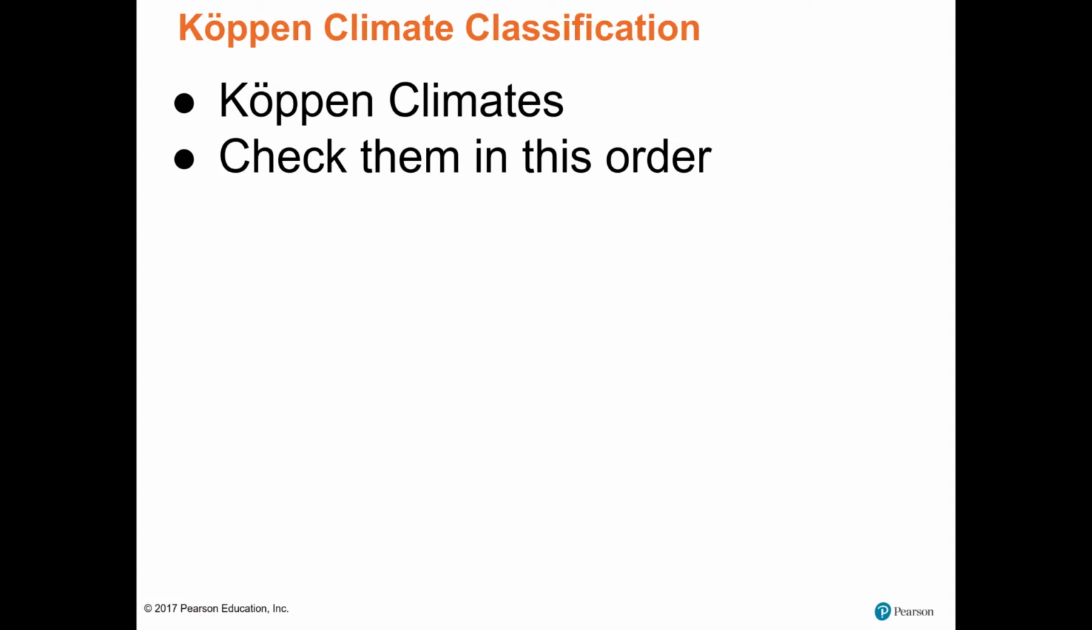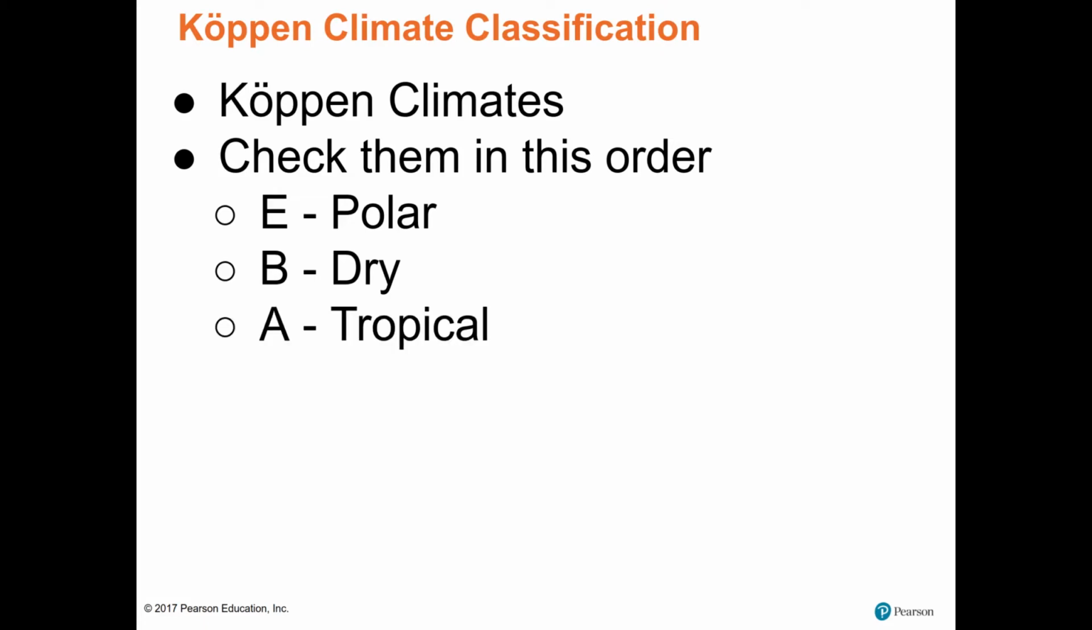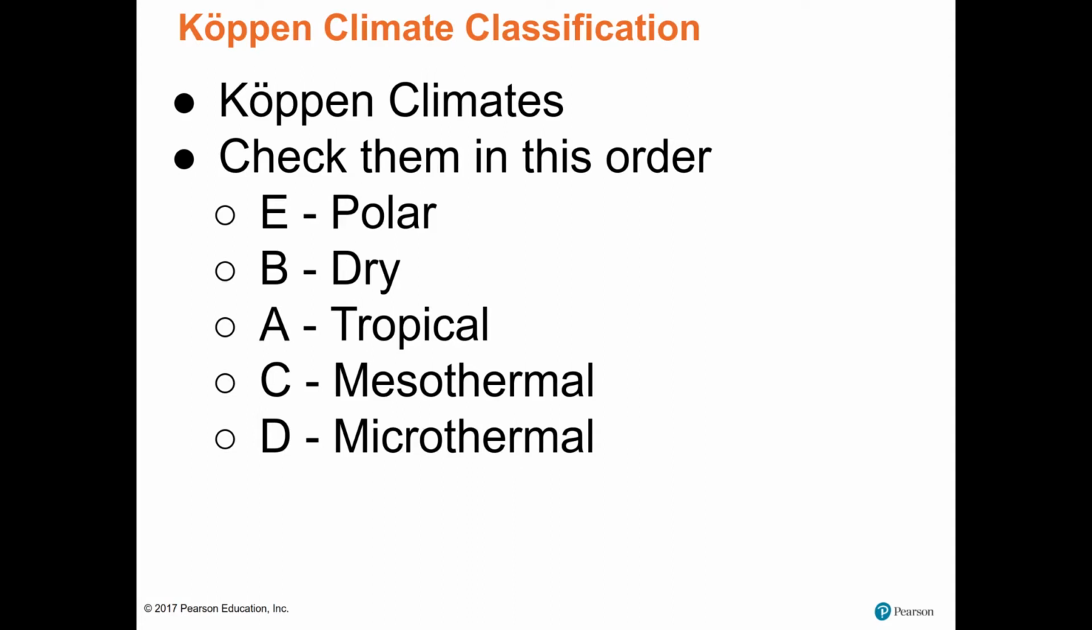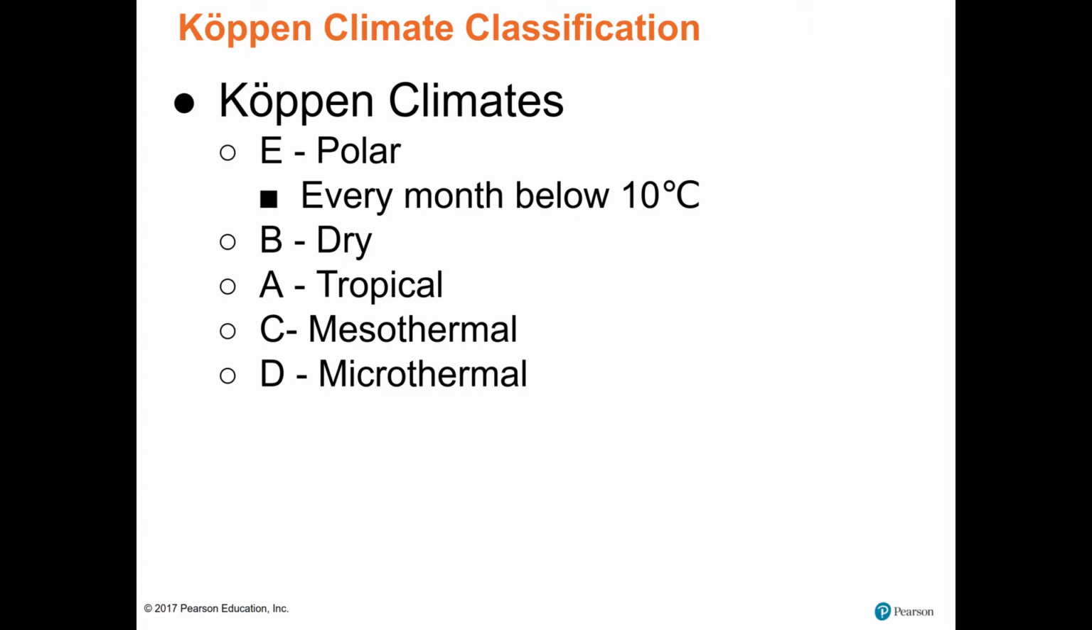And when you're using the Koppen climate classification system, you need to check climates in this order. The first thing you check to see is, is it a polar climate? If it's not a polar climate, you check to see if it's a dry climate. If it's not a dry climate, you check to see if it's a tropical climate. If it's not tropical, you check to see if it's a mesothermal climate. If it's not a mesothermal climate, you check to see if it's a microthermal climate. If it's not a microthermal climate, you've done something wrong and you should check your numbers and then start back at the beginning. So let's take a look in more detail.